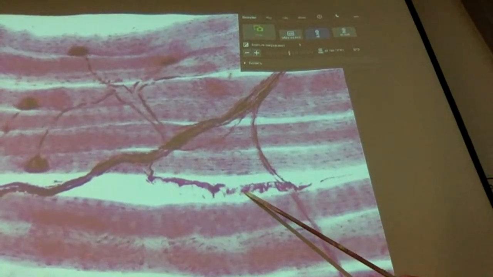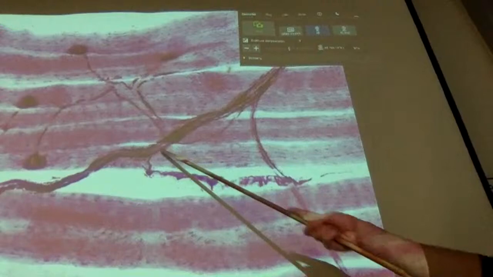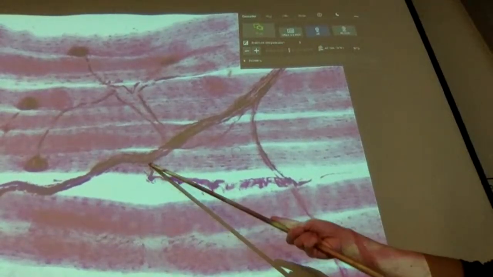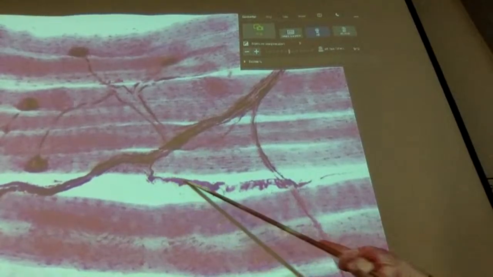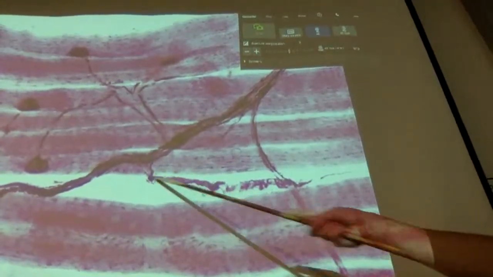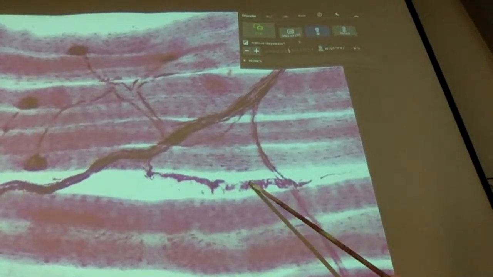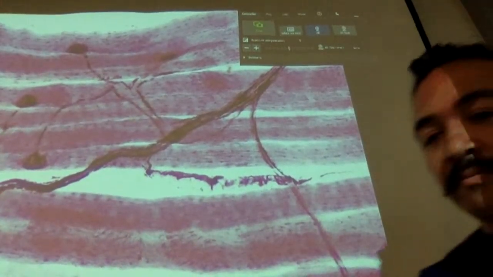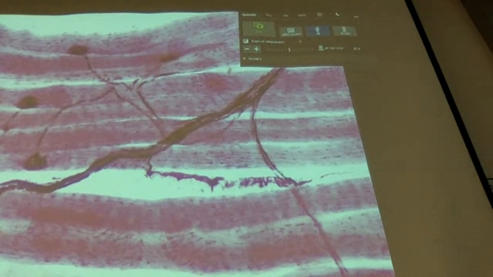This is a muscle spindle. So you can look for the nerve endings. These are dendrites, not axons, coming off of the spindle. These dendrites are coming in between the larger muscle fibers. This is a muscle spindle for detecting muscle stretch. Again, this is 100x.